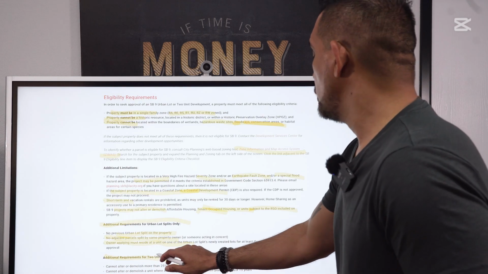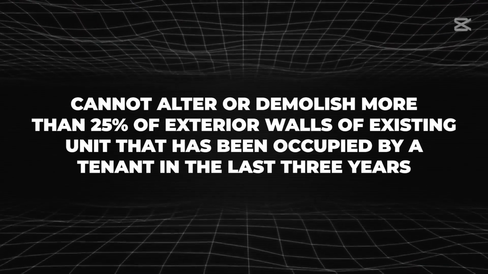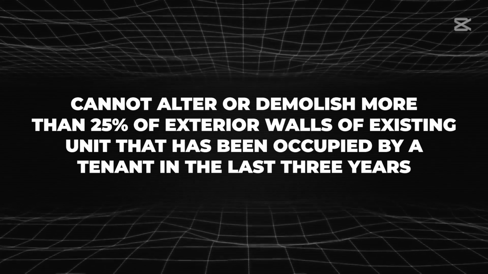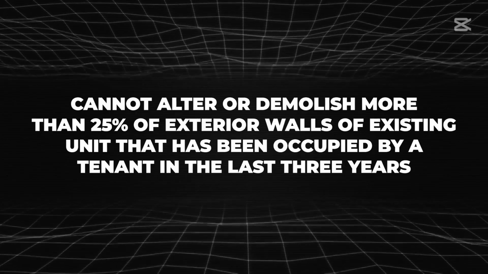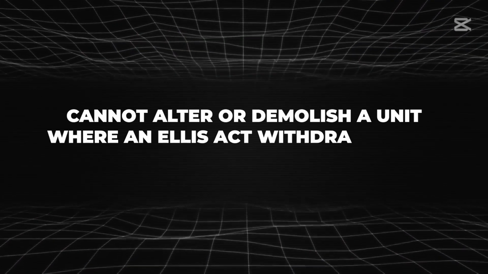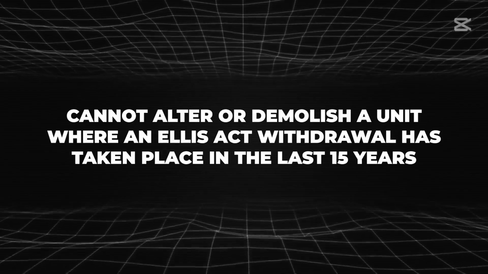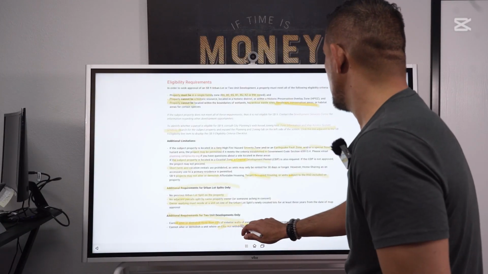Additional requirements for 2-unit development only. You cannot alter or demolish more than 25% of the exterior walls of existing units that have been occupied by a tenant in the last 3 years. If there's a tenant, you cannot demolish more than 25% of the walls. You cannot alter or demolish a unit where an Ellis Act withdrawal has taken place in the last 15 years. So I've got to get back to you on this one, on the Ellis Act.